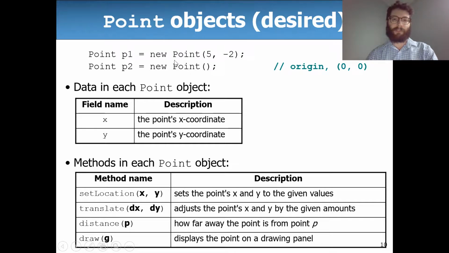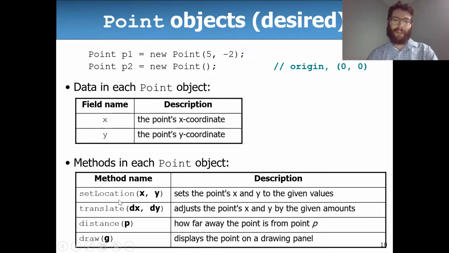So we'd love to use points like this, right? Point p1 is equal to a new point 5, -2, which will create a new point that's located at 5 and -2. Or we can just create it like this, where we have a new point at 0, 0, because it's at the origin. So it's going to have an x and y coordinate.